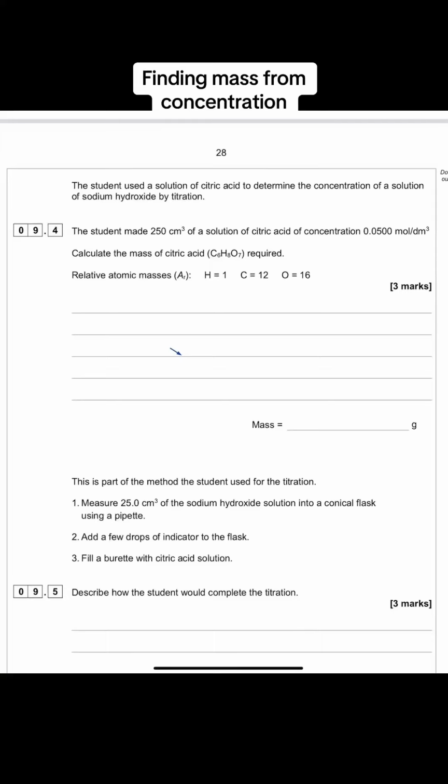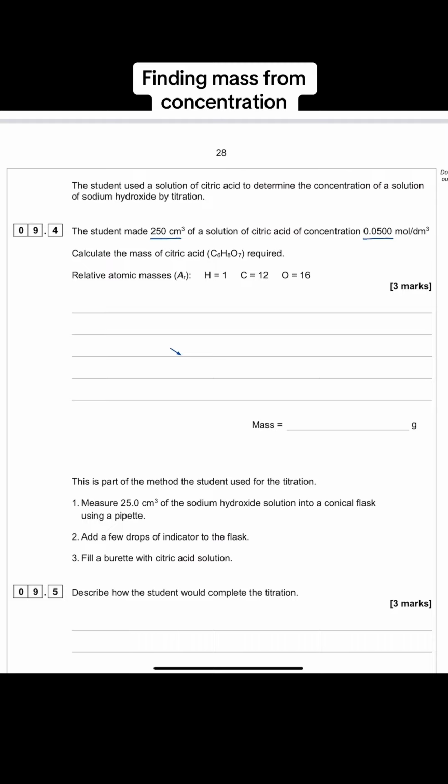To calculate the mass required to prepare a certain volume of a solution of a known concentration, a very common question in the GCSE chemistry exam. This is a question from a past paper where they give you the volume the student prepared, which is 250 centimeter cubed, and the concentration, which is 0.05 mole per decimeter cube. And they ask you to calculate the mass of citric acid required to prepare this solution.